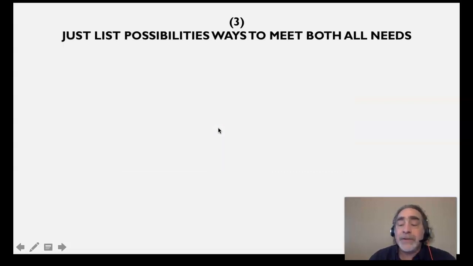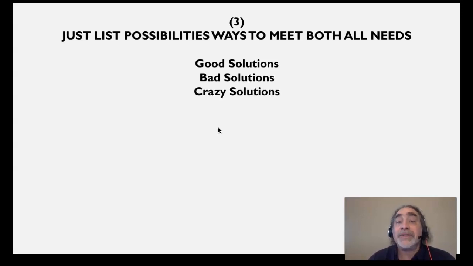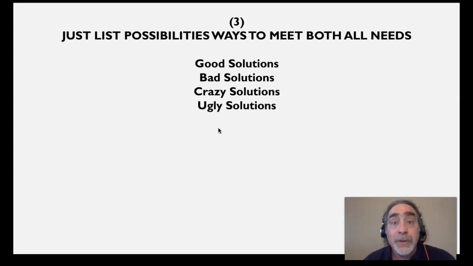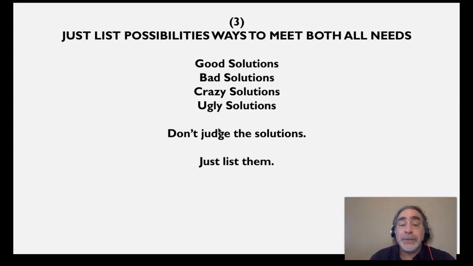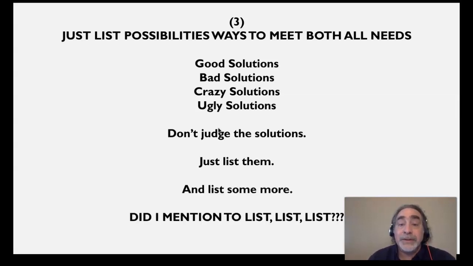And then, as you're doing that, all you do is you list. You list possibilities, ways to meet both sets of needs, all sets of needs. And you list, and you don't concern yourself with whether the solutions are good or bad or ugly or crazy. Don't evaluate them. Just list them. List good solutions. List bad solutions. List crazy solutions. List ugly solutions, because crazy and ugly solutions often tell you what is not so crazy, and they often turn out to be not so crazy themselves. Don't judge them. List them. List some more. Did I mention to list, and list?